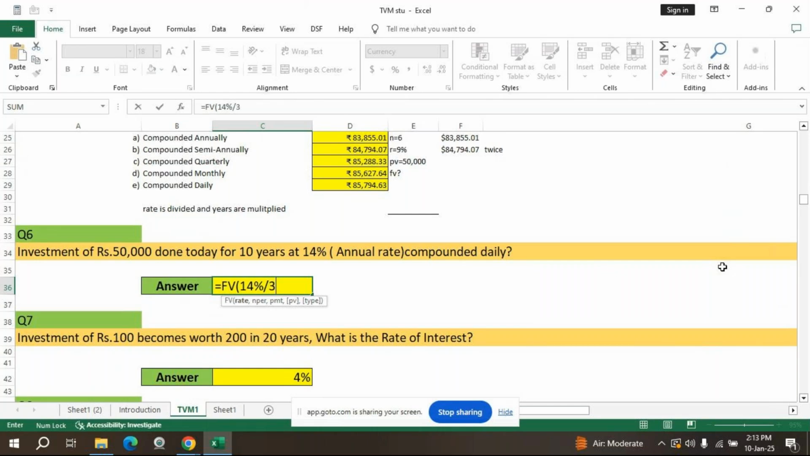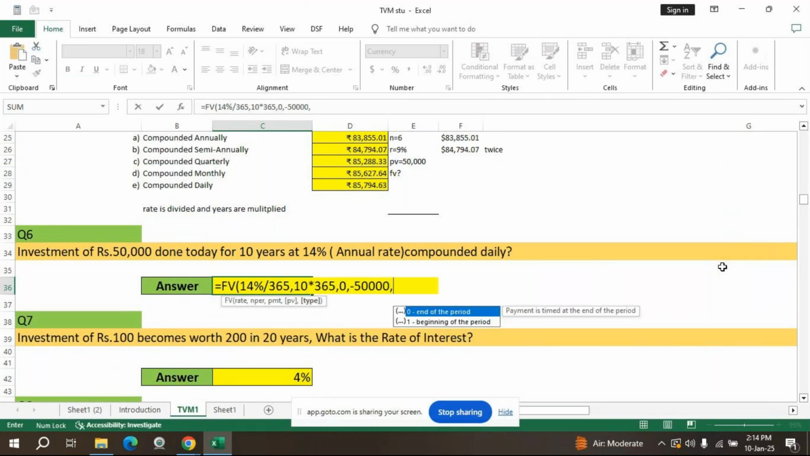365 days. So 365. Then comma, nper is nothing but 10 years, so 10 into 365. Then comma, PMT is 0. Then comma, PV, that means the present value. Present value is minus 50,000. Minus 50,000.